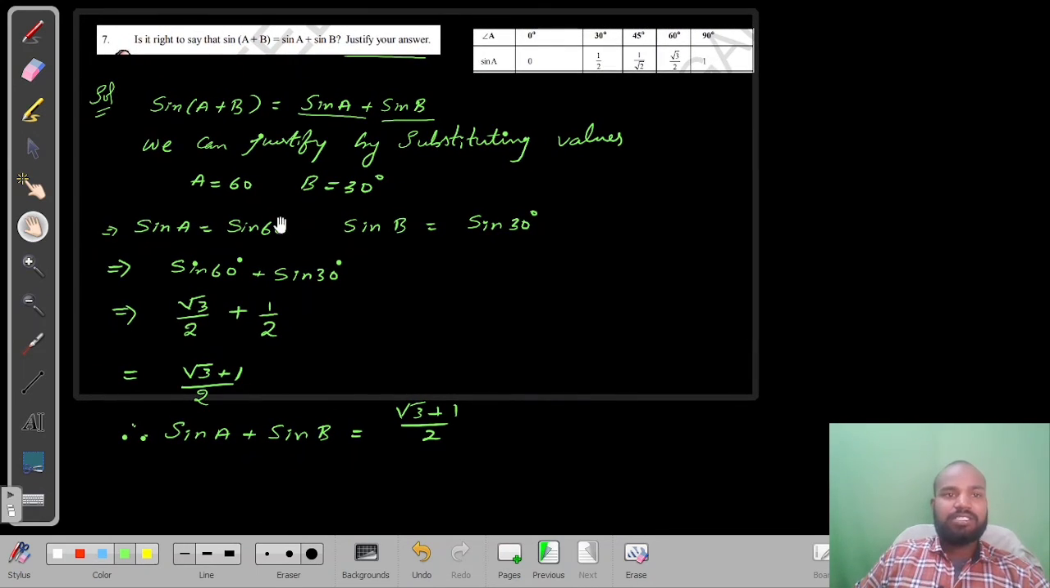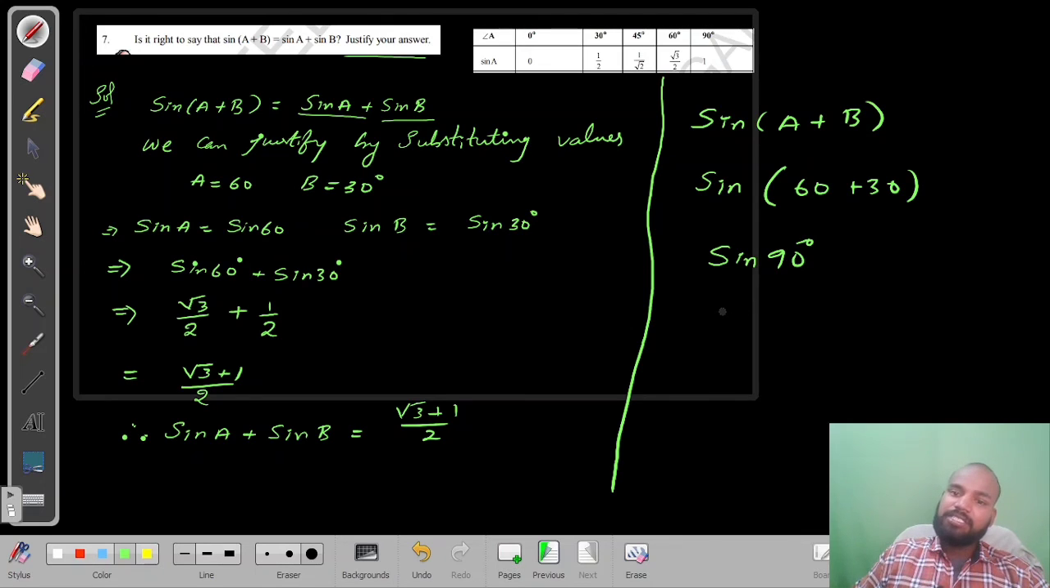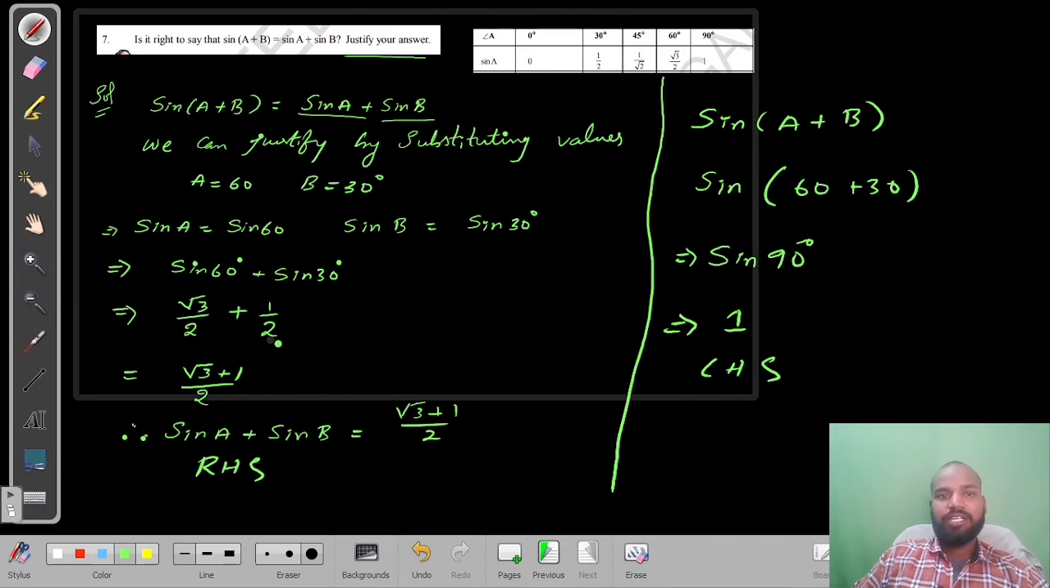So next we have to do sine A plus B, right? So what is sine A plus B? Sine 60 plus 30. That is sine 90. What is the sine 90 value? Sine 90 equals 1. So are both equal? Suppose this is our LHS side and this is our RHS side. Are they equal? No, right? So what can we conclude here?